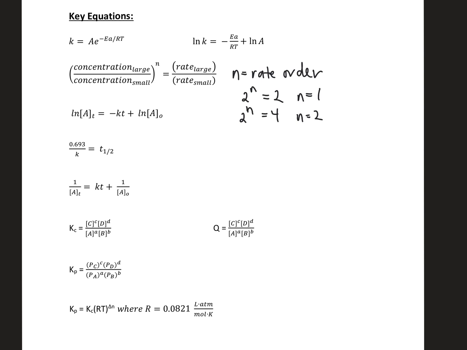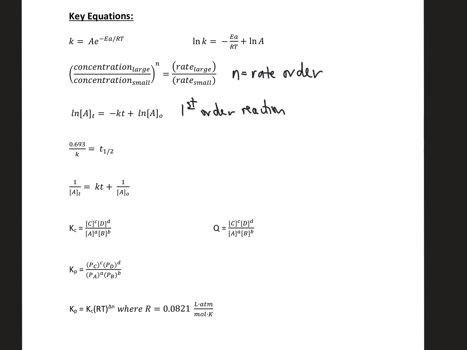The next equation we need to know, and we absolutely need to know the next equation, is the natural log of concentration at time t, so this is some time in the future, equals negative rate constant times time plus the natural log of my initial concentration. So A0 is my concentration at the start of a reaction. This is the integrated rate law for a first order reaction. Something we need to know is this equation is for first order reactions only.